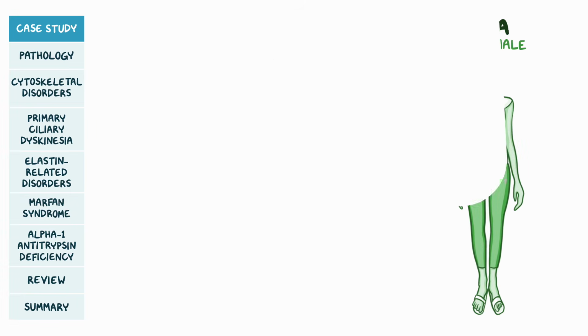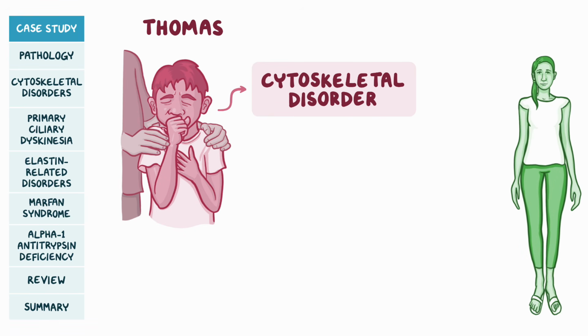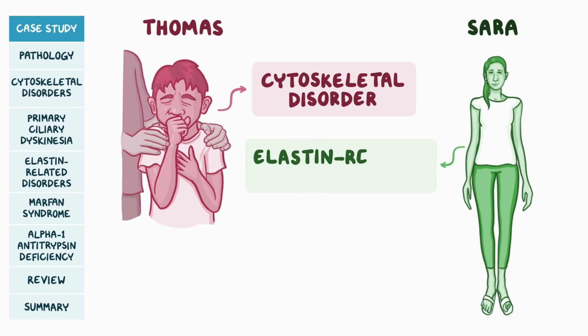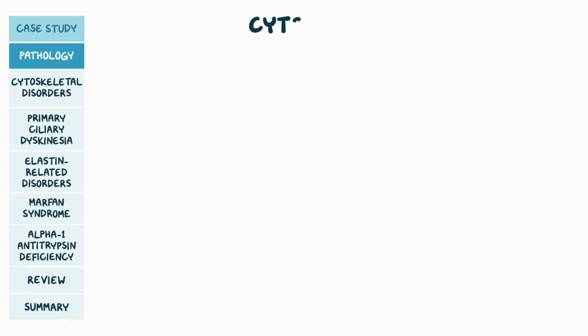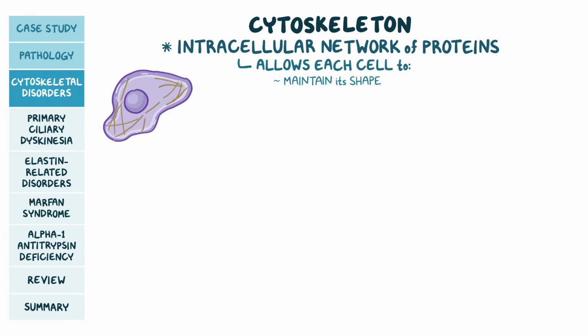Based on the initial presentation, Thomas seems to have some sort of a cytoskeletal disorder, whereas Sarah most likely has an elastin-related disorder. Okay, before we start with cytoskeletal disorders, here's a bit of physiology real quick. The cytoskeleton is an intracellular network of proteins, which allows each cell to maintain its shape, but also to move, contract, divide, and absorb or secrete molecules.